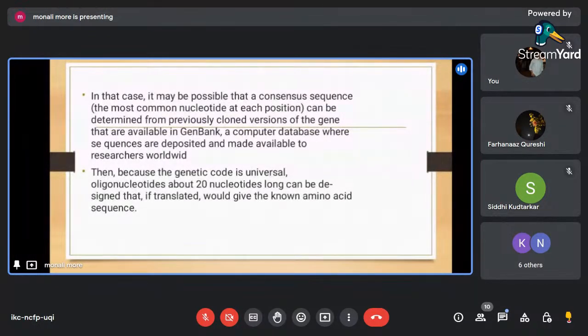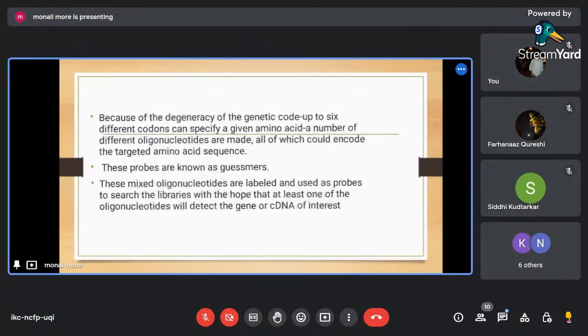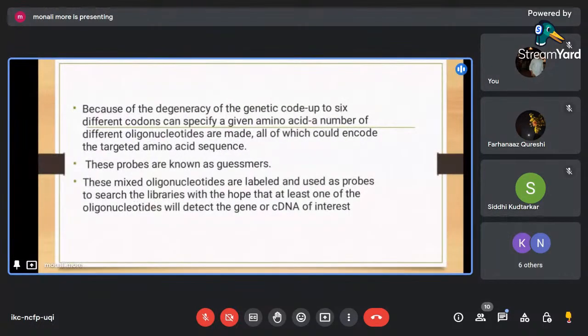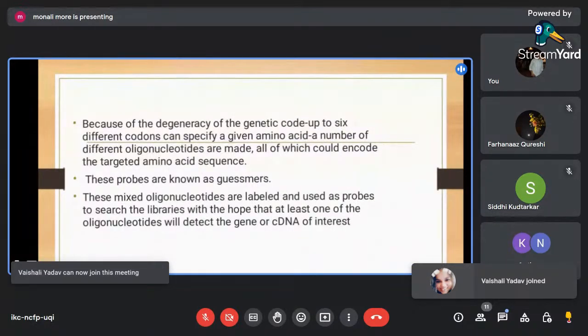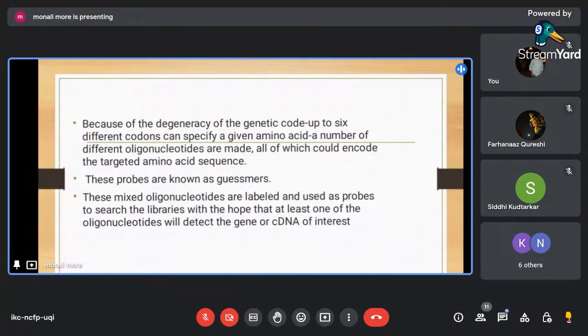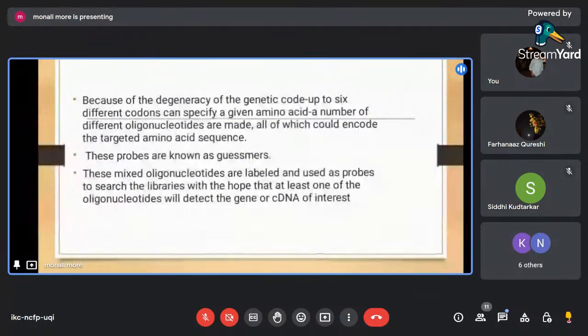Because the genetic code is universal, oligonucleotides about 20 nucleotides long can be designed that, when translated, will give the known amino acid sequence. Because of the degeneracy of the genetic code, up to six different codons can specify a given amino acid. A number of different oligonucleotides are made, all of which could encode the target amino acid sequence. These probes are known as mixed oligonucleotides.